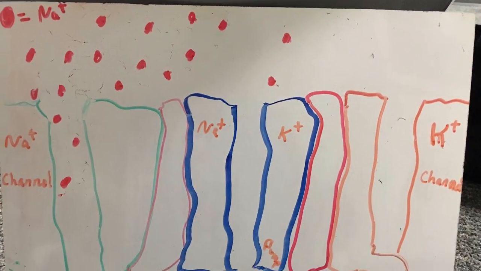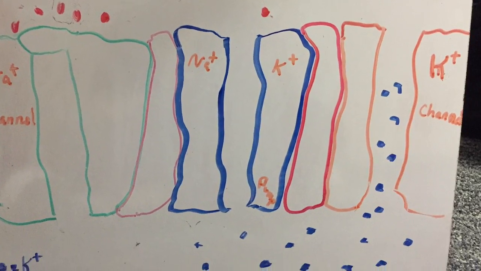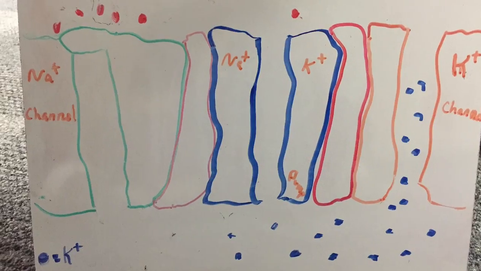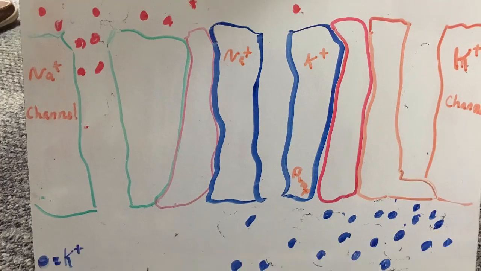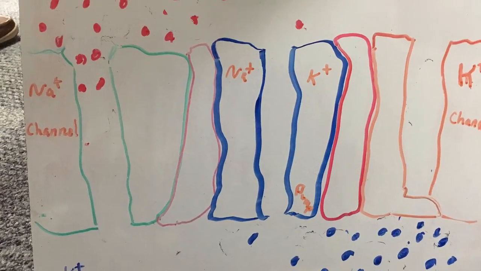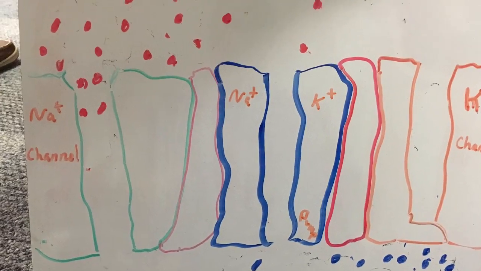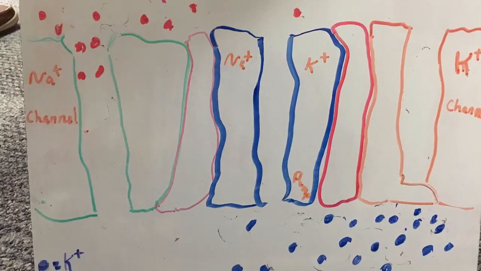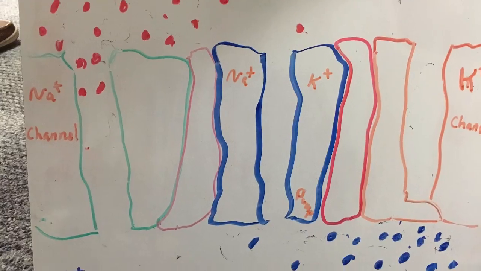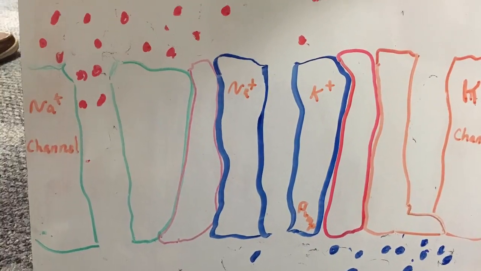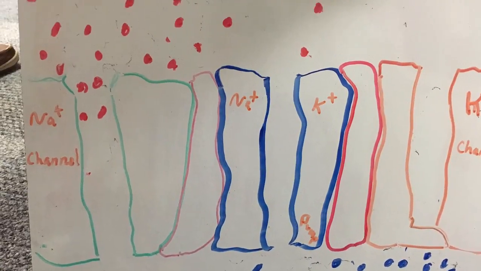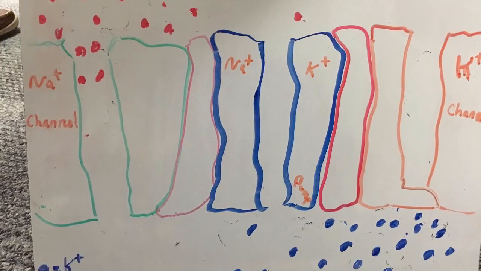Depolarization is the first step, and this is when the sodium channels open and allow sodium ions to diffuse into the cell. This inward movement of positive charge makes the membrane potential more positive and less negative. And the depolarization phase is a positive feedback cycle where open sodium channels cause depolarization.